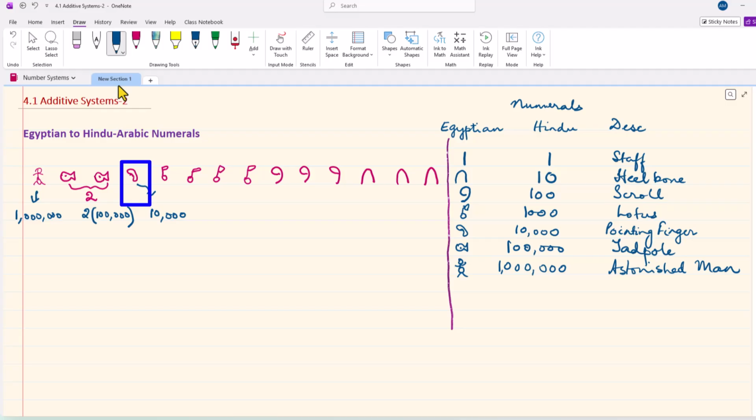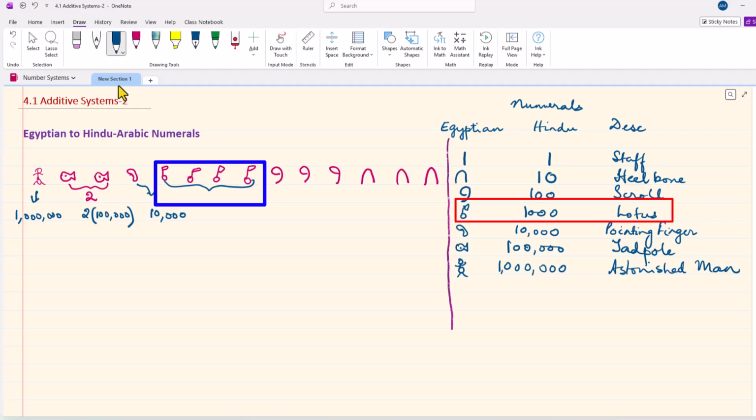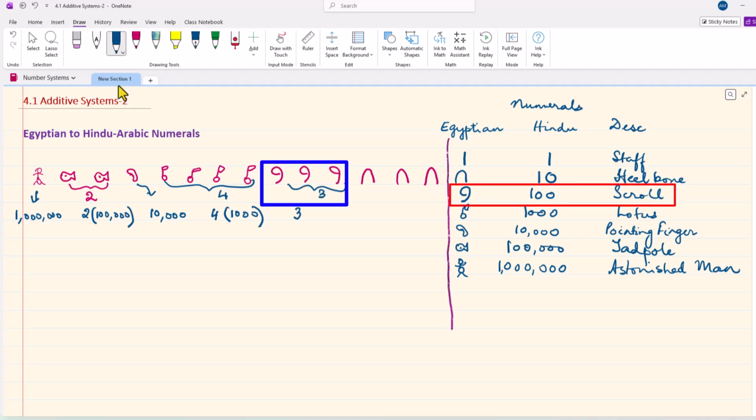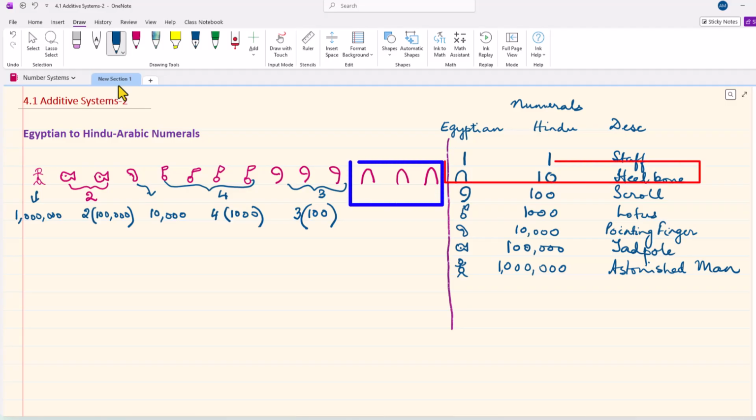And then we have 4 lotus symbols. So let's count them. 1, 2, 3, 4. So I'm going to write that as 4 times how much? 1,000 for each. We are good. The next one is the scroll symbol, like a fat comma here. And there are 3 of them. 1, 2, 3. So it's going to be 3 times 100. Each scroll has a value of 100. And then finally we have the heel bone, which is this downturned U, and that has a value of 10 each, and there are 3 of them, so it's 3 times 10.